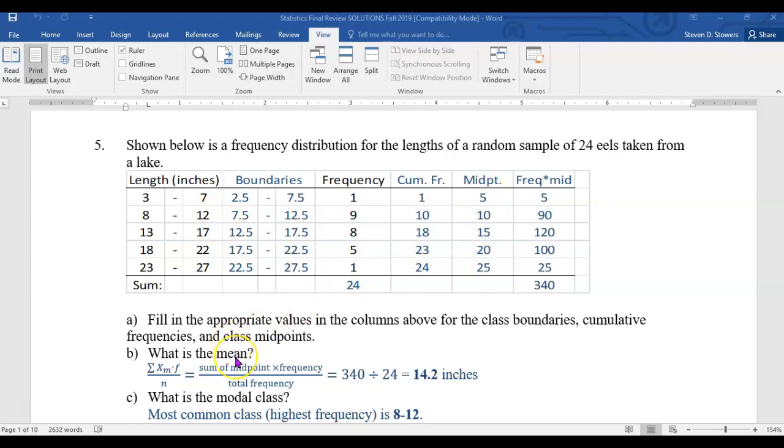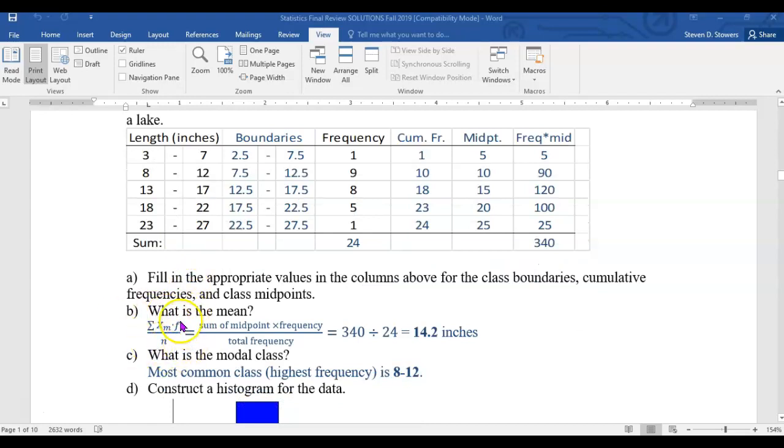To find the mean of grouped data, when you're working from a frequency distribution, the formula looks like this. It means to take the sum of midpoint times frequency, divided by the total frequency, the number of individual data values that are grouped into those classes.